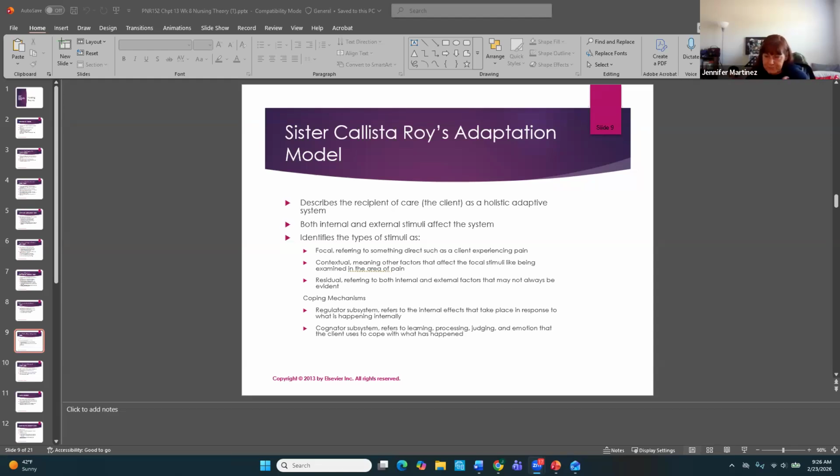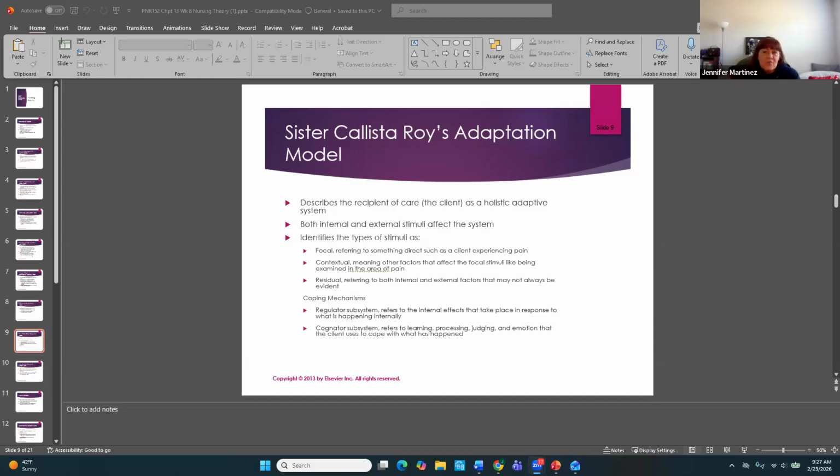And so your memory and your perception of the pain can affect your healthcare. She also identified coping mechanisms. Okay. And we've all heard of coping mechanisms before. And so there are coping methods known as regulator and cognator subsystems.